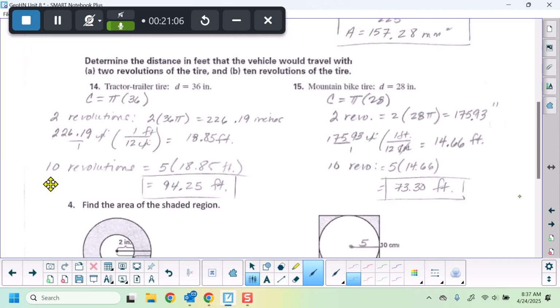Lots of questions about the tractor tire and the mountain bike. Basically what you're looking at is a revolution of a tire is the circumference. That's the distance around. So if I roll a tire once, if I take this round cylinder and I roll it, one revolution is the distance of the circumference. So if I have a big tractor trailer tire, it's 36 inches in diameter. If I have a mountain bike that's 28 inches in diameter, in order to go the same distance, that little tire has to revolve a lot more.